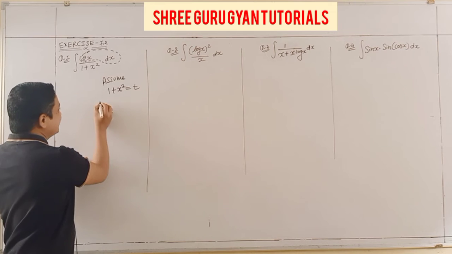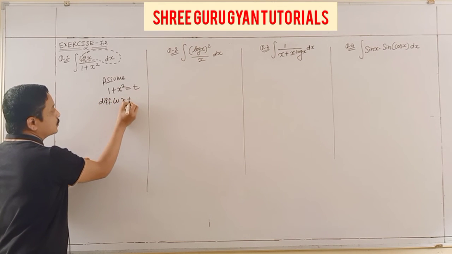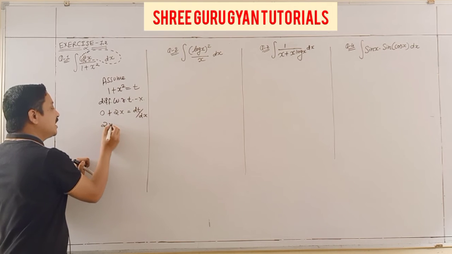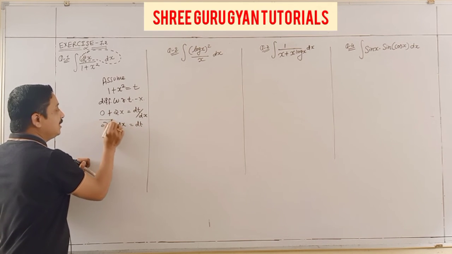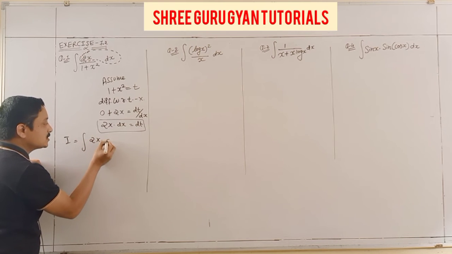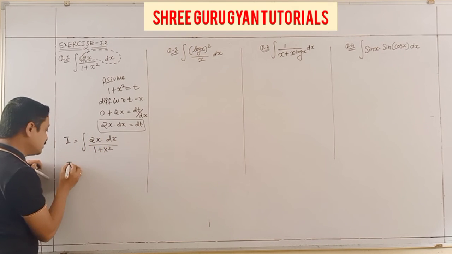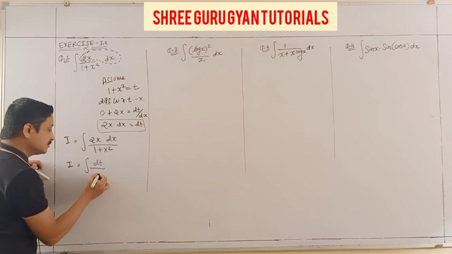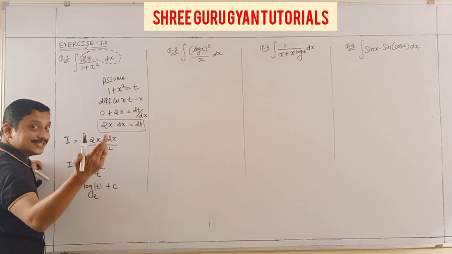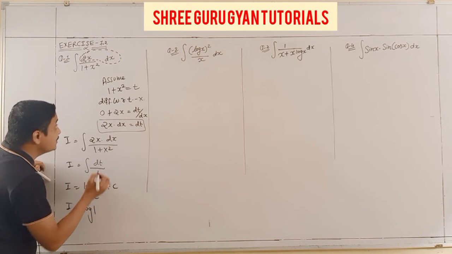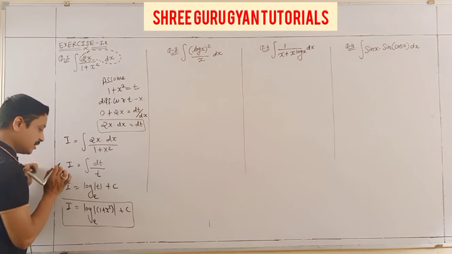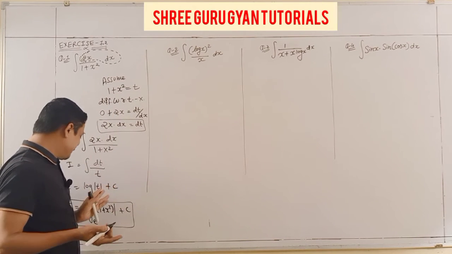This denominator value is related to the assumption t. Take the derivative with respect to x: 0 plus 2x, and that is dt by dx. So check, 2x dx is dt, and this 2x dx is already in the question. So the data 2x dx upon 1 plus x square is dt upon t. My answer is log of t base e plus c, and putting the t value, t is 1 plus x square. So log of 1 plus x square plus c. Very easily and happily, the first question is done.